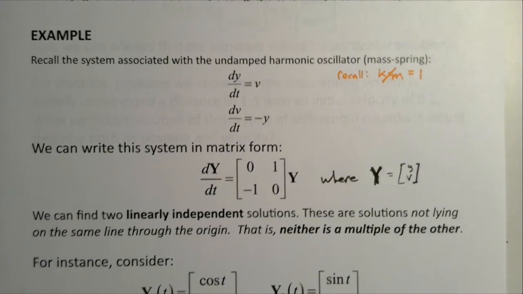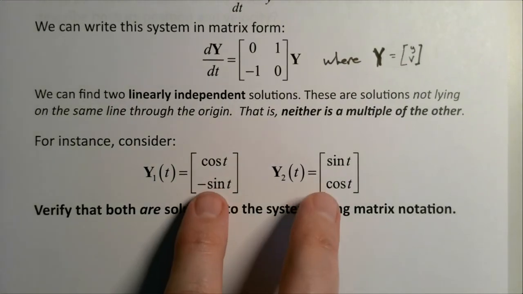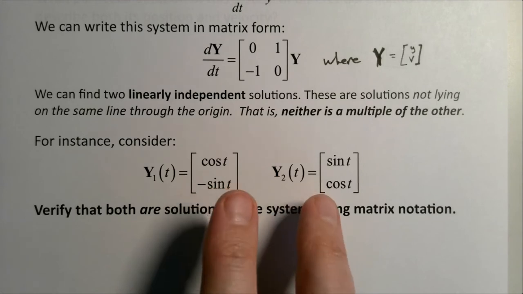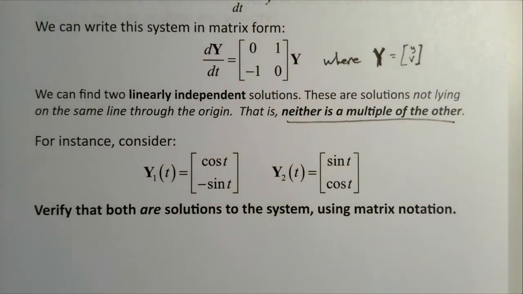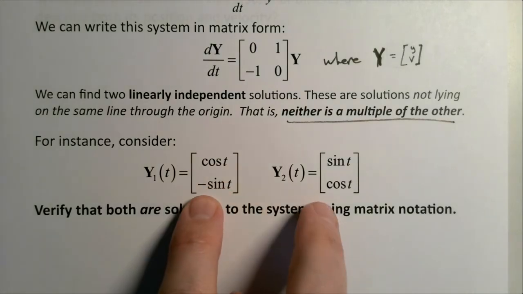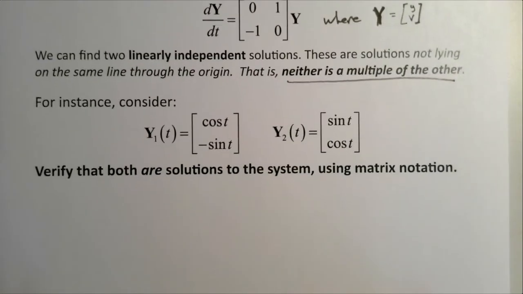Right? So suppose we know that these two things right here are what we call linearly independent solutions. Linearly independent is just a fancy way of saying neither is a multiple of the other. If that's the case, then these two particular solutions can get combined in a bunch of different ways. But we're going to first verify that these two really are solutions to the system.